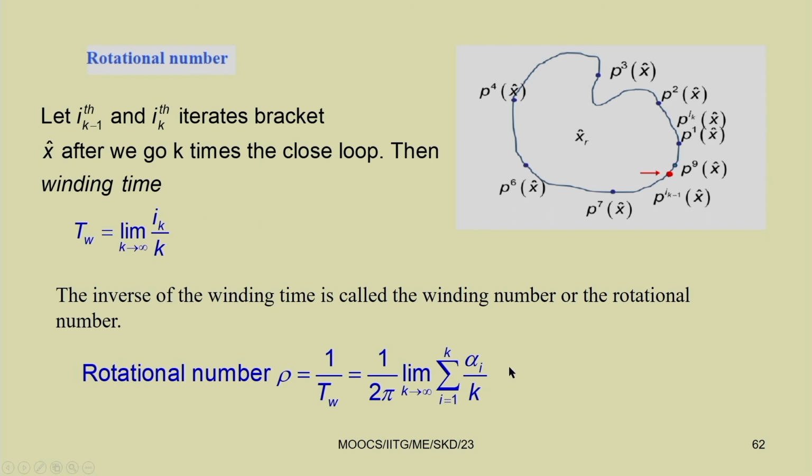From the angle also you can find. So, for I_k, you can take this point and this point, and find this angle which is bracketing this. From that, this alpha angle can be obtained, and from that you can study this rotational number in a simpler way. So, rho equal to 1 by T omega, which will give you the rotational number.